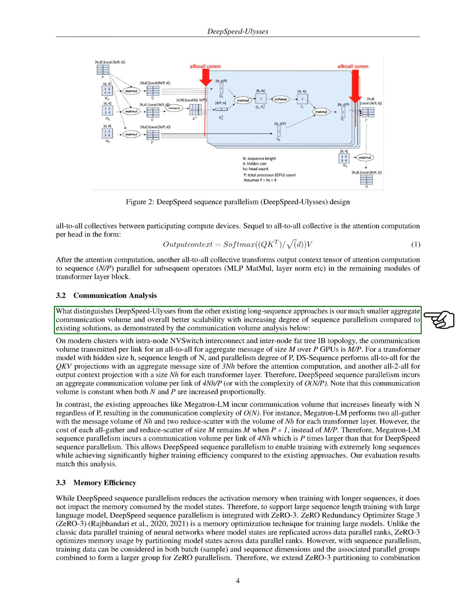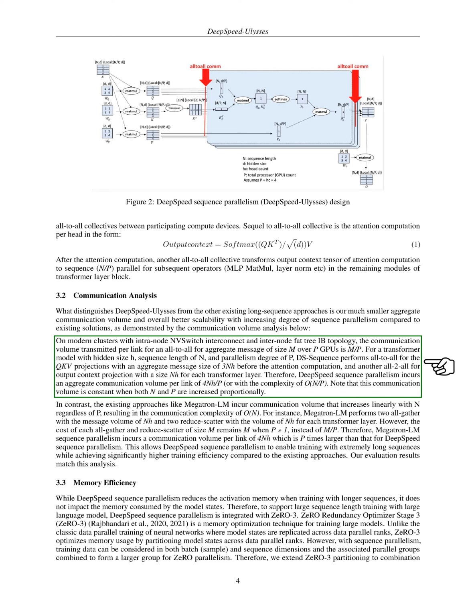What sets DeepSpeed Ulysses apart from other long sequence approaches is its smaller aggregate communication volume and better scalability with increasing degree of sequence parallelism. In modern clusters with intranode NVSwitch interconnect and internode fat tree IB topology, the communication volume transmitted per link for an all-to-all for aggregate message of size M over P GPUs is M/P. Therefore, DeepSpeed sequence parallelism incurs an aggregate communication volume per link of 4Nh/P, which remains constant when both N and P are increased proportionally.